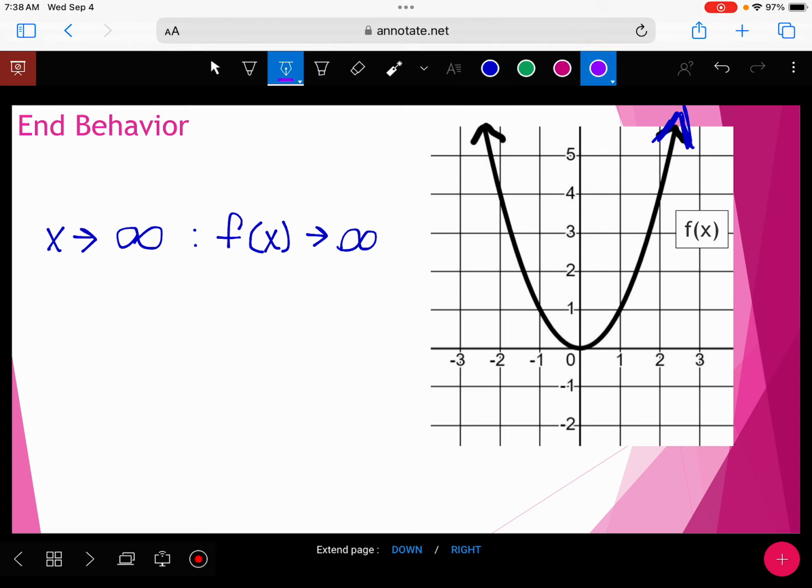Do you see that? How about our other arrow? Also approaches positive infinity. Good. As x approaches negative infinity, f of x approaches positive infinity. So I have on the top right arrow up. On the bottom I have left arrow up. Questions on this one? Okay.